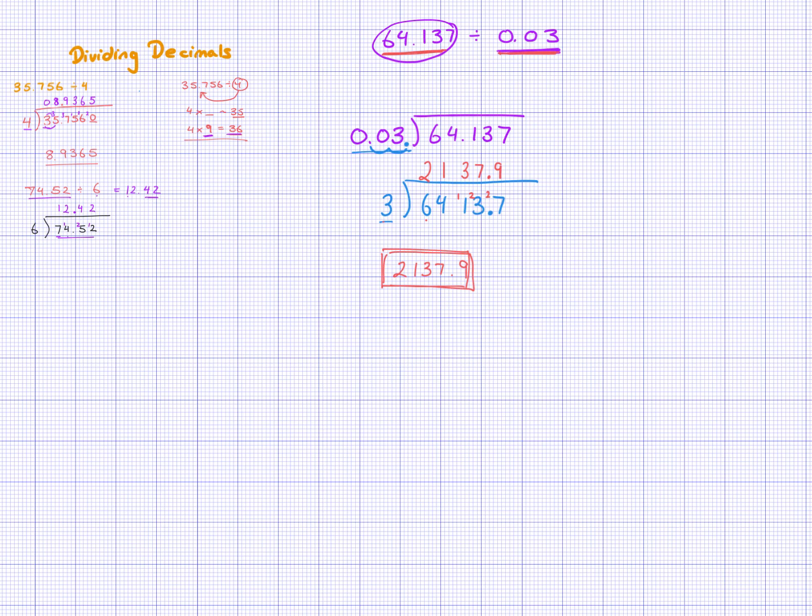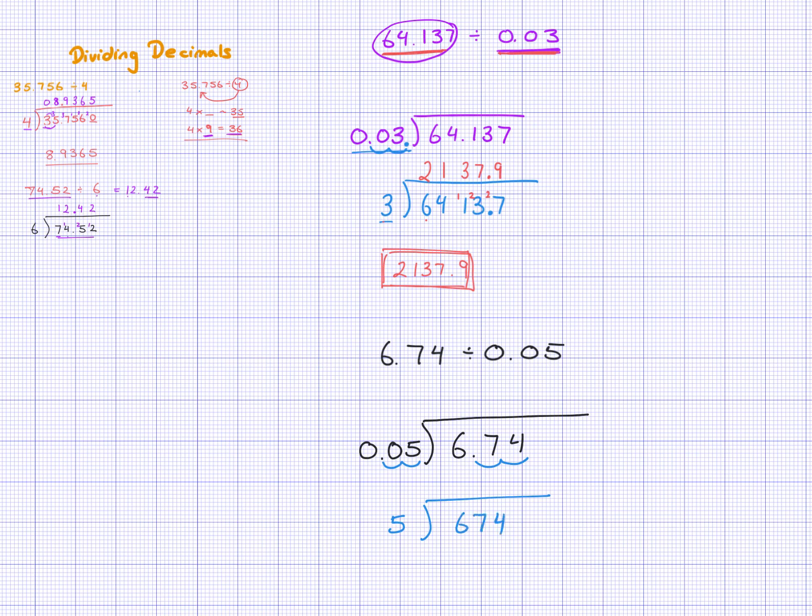So let's have a quick look at another one, a very similar problem. It is 6.74 divided by 0.05. So again, we'll draw out our little thing, 6.74, 0.05, and I will move the decimal point 2 places to make this a 5 instead of 0.05. So I've got 5 there now. I will move this 2 places also, so instead of 6.74, it's 674. And then I will go through with my division.